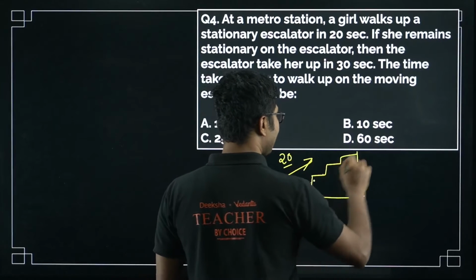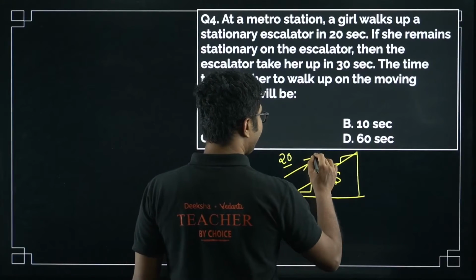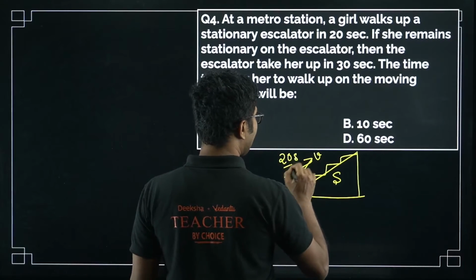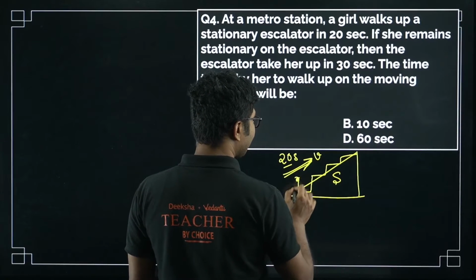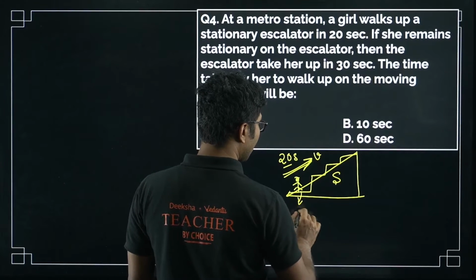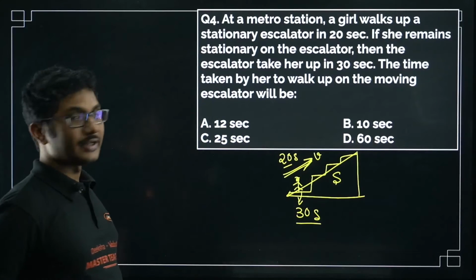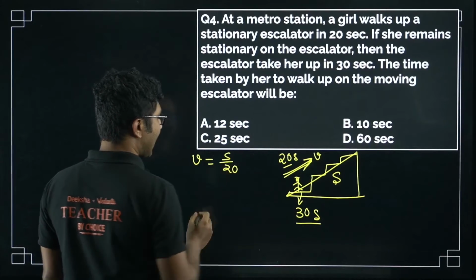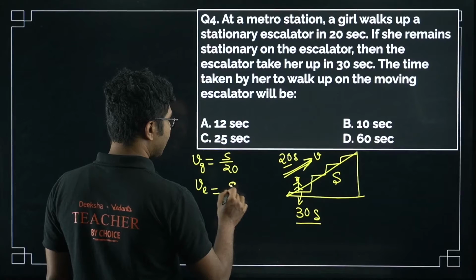Suppose the total displacement is S, and she walks with some speed V. Slowly she walks up, so it takes 20 seconds to climb up. Now when the escalator is working and the girl stands on it, the time taken by the escalator to move her is 30 seconds. So you have to find the velocities of the individual cases. The velocity in the first case is S by 20, and this is the velocity of the girl. The velocity of the escalator is S by 30.